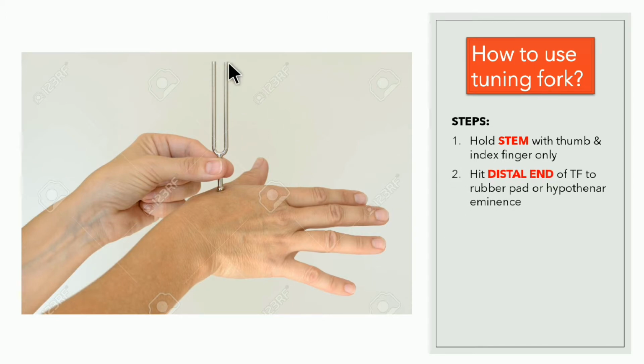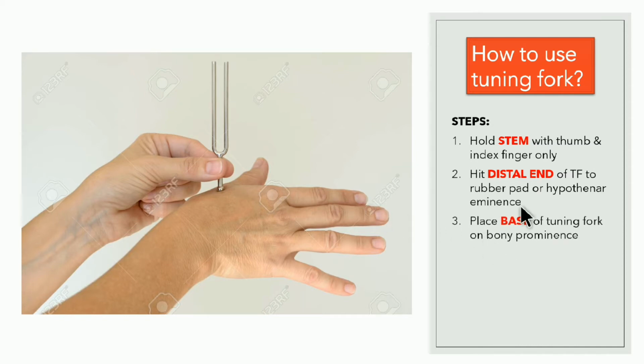Hit the distal portion of the tuning fork on the rubber pad that is provided, or you can use the hypothenar eminence of your hand. Okay, so you have to use only these two portions. Need not hit the distal end on any basin or any granite portion, otherwise it will break the tuning fork. So only use the rubber pad or hypothenar eminence for setting up the vibrations.